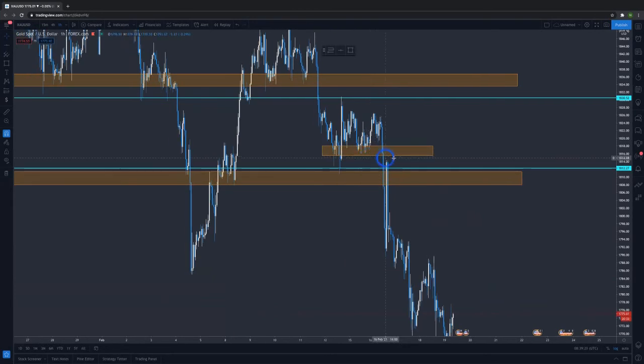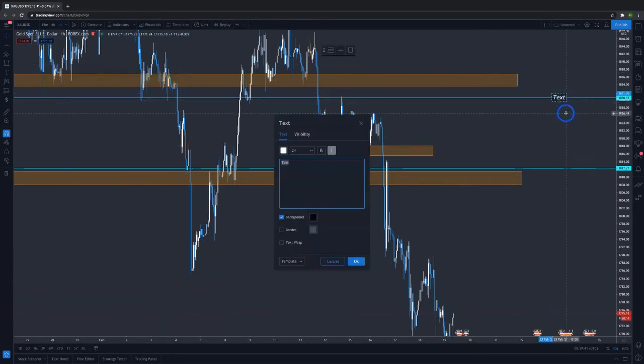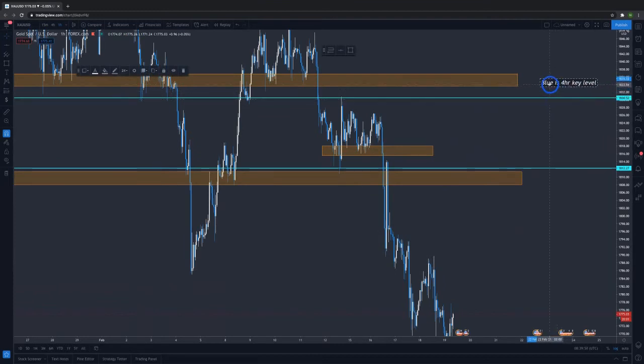So always know your colors. This light turquoise color is my 4-hour key level. This is what we call a strong support and resistance. You could type that on your chart if you wanted to, just as a reminder for yourself, like blue is 4-hour key level. So you always know that this is a major key level.